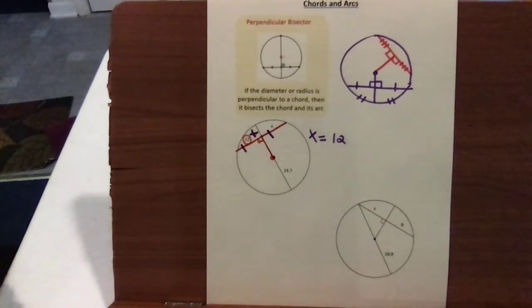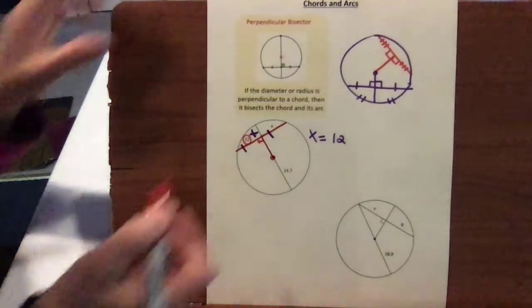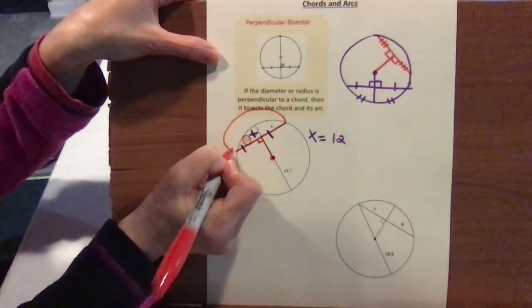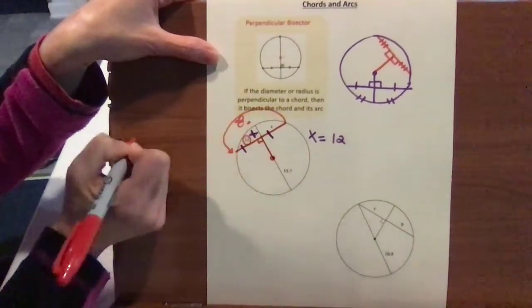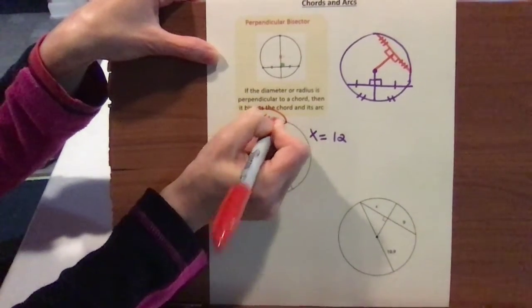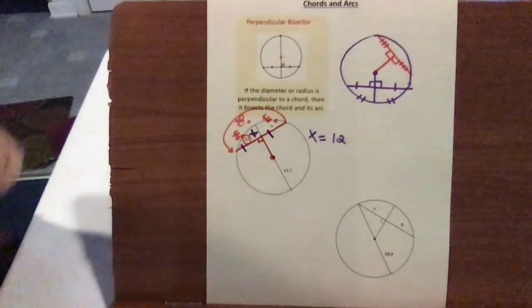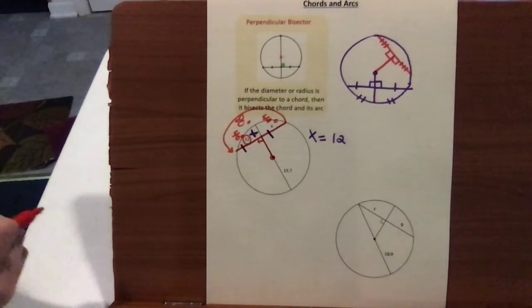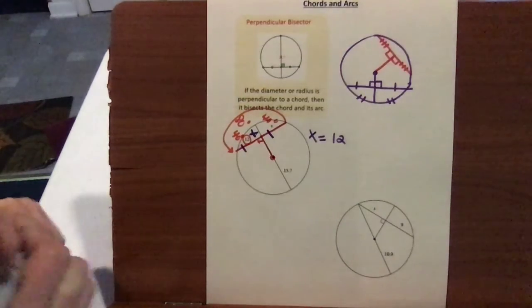Now, if our arc from here to here was 80 degrees, then each one of these would be 40, because that would also be split. So just an FYI in case you hit problems where it's asking you about the arc measures.